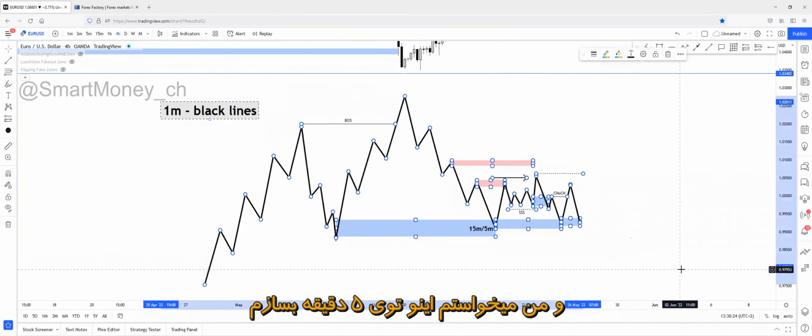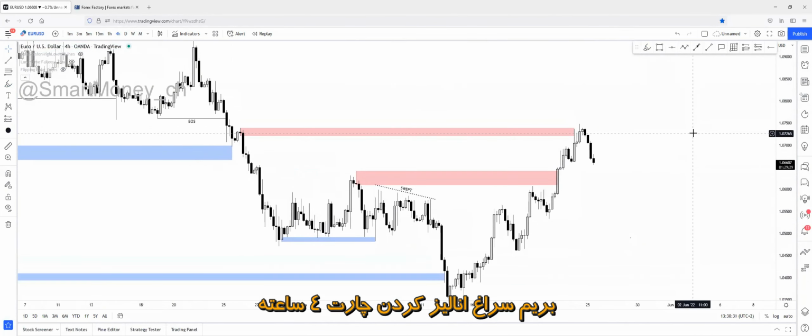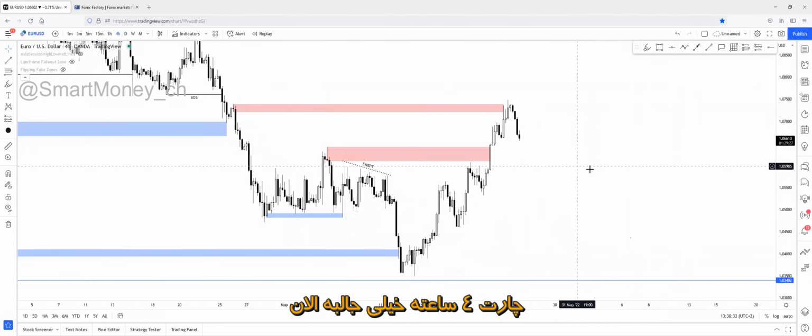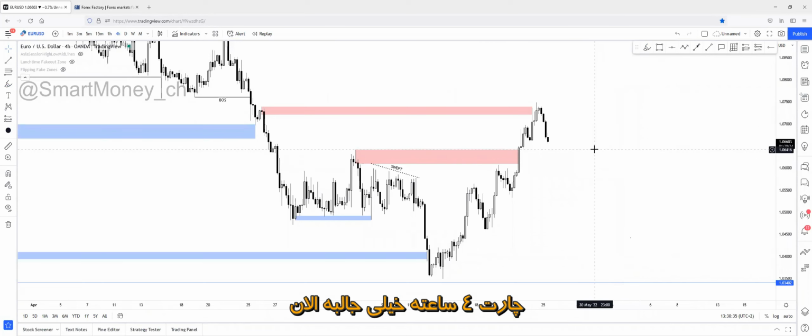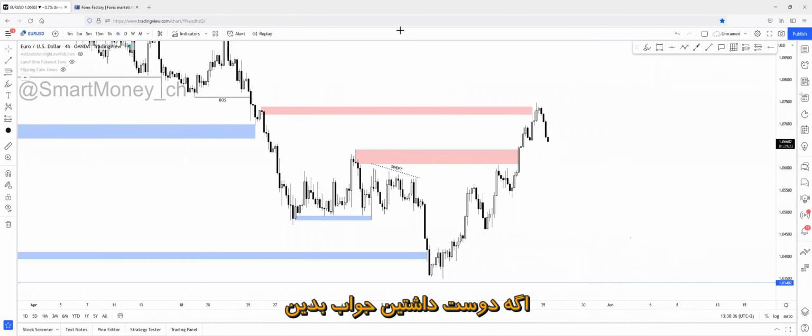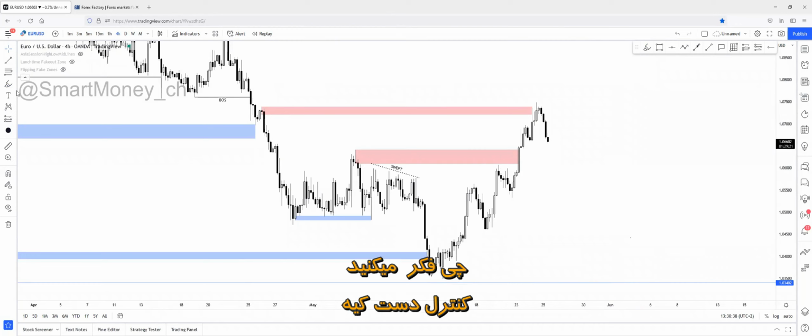Let's just start the overall top-down analysis on the 4-hour chart. The 4-hour chart is quite interesting now. I'm just asking a question. Raise your hands if you'd like to answer. What do you think? Who's in control on the higher time frame?